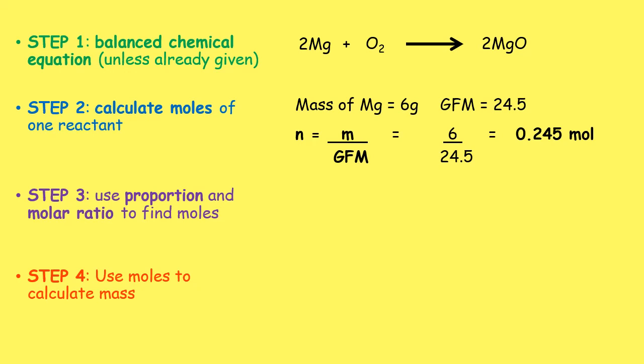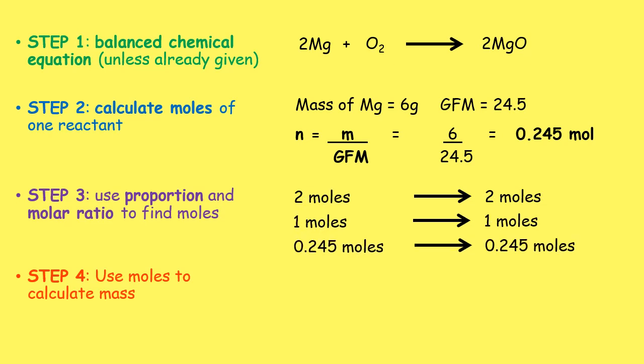Now we look at the mole ratio. 2 moles goes to 2 moles, so 1 mole goes to 1 mole. We have 0.25 moles, so that means we're going to make 0.25 moles of our product. We've got the number of moles. If we multiply our number of moles by the GFM of magnesium oxide, that will give us the mass.